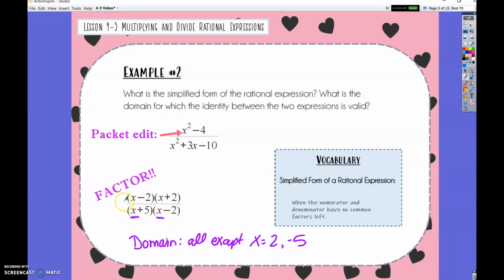Now if I reduce these, the x minus 2's cancel, and all we're left with is x plus 2 over x plus 5. To make sure you've simplified a rational expression, just be sure that the numerator and the denominator do not have a common factor left. I'm going to highlight this again because it will happen to some of us. It is not legal to cancel out these x's. Why? Because they are connected to their numbers by a plus sign. So do not try to cancel those out. Our final answer is x plus 2 over x plus 5.